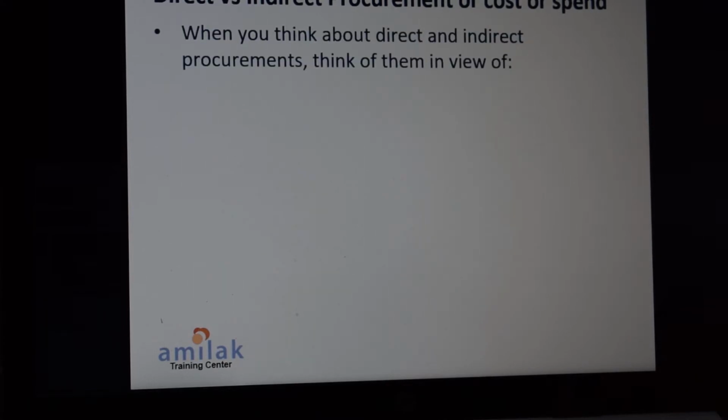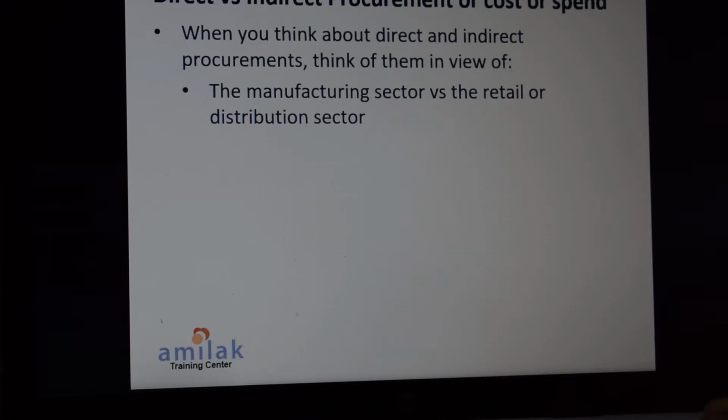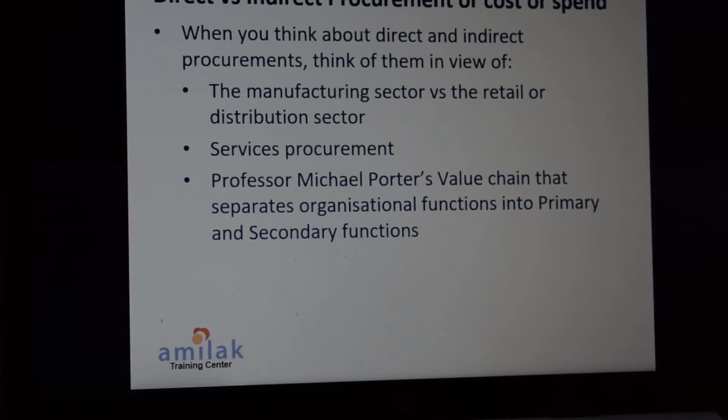Now, when you think about direct and indirect procurement, think of them in view of the following, especially for examination purposes. Number one, in the eyes of the manufacturing sector versus the retail or distribution sector. Number two, in the eyes of services procurement or services organizations. And then we looked at Professor Michael Porter's value chain that separates organizational functions into primary and secondary functions, and he defines direct and indirect procurement in a very unique way.